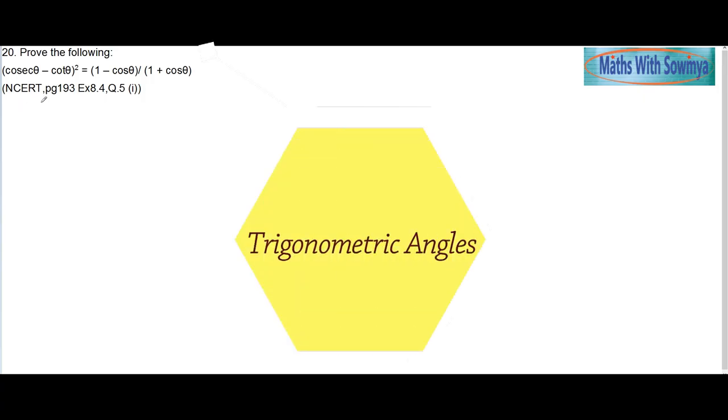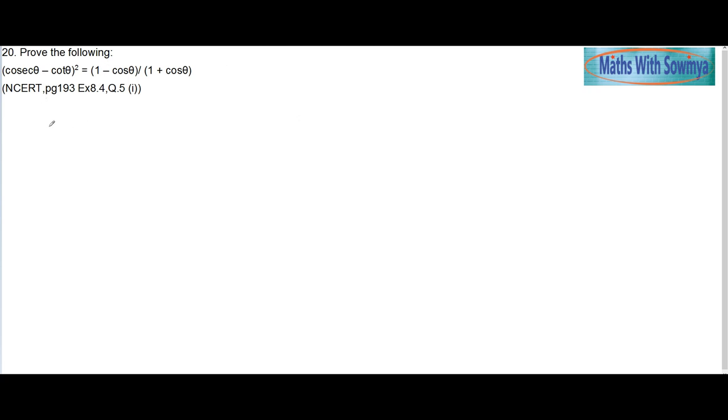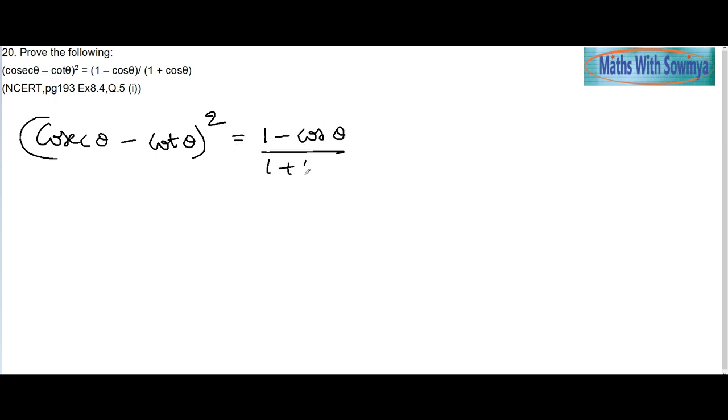Now we will start the proving sum. Prove the following. So what is given here? Given is (cosecant theta minus cot theta) whole square, which is equal to (1 minus cos theta) by (1 plus cos theta). So take the LHS and reach the RHS. So that is how we will prove.